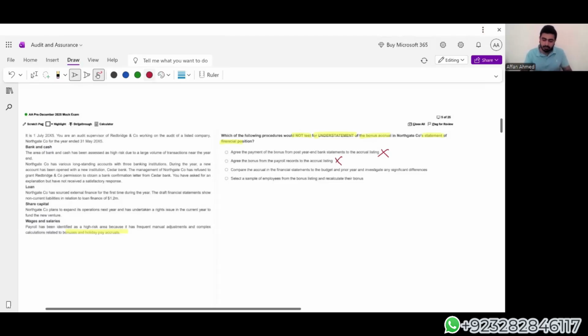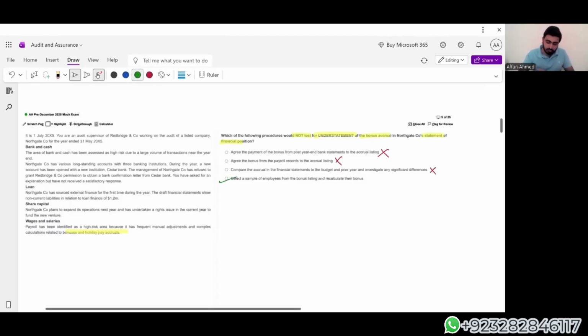So incorrect. Next, compare the accrual budget and prior year and investigate significant differences. If you are investigating differences from the accrual of this year to the last year, it will basically identify a significant difference and that will be understatement. That is the same area.